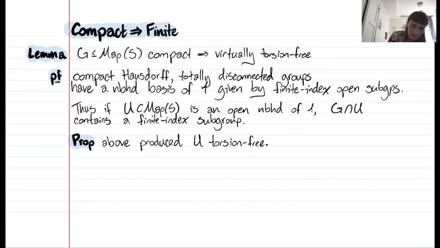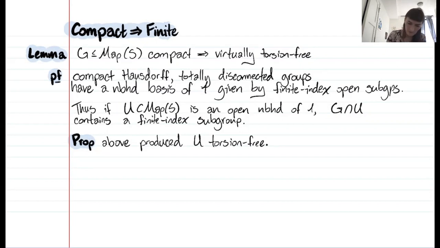So what that tells us is that if we have a neighborhood U of the identity in the mapping class group of S, then its intersection with G will be an open neighborhood of the identity, and therefore it will contain a finite index subgroup of G. Right, I hope that was clear. But the proposition from before about those simple ghost curves bounding a pair of pants produced open neighborhoods of the identity that were torsion-free. So what that says is that G intersect such a U would contain a finite index torsion-free subgroup of G. So therefore, G is virtually torsion-free.